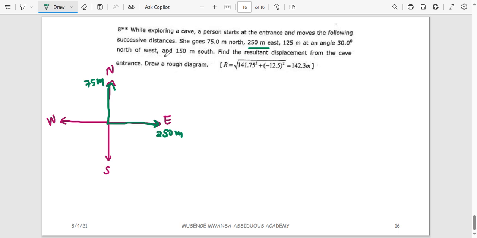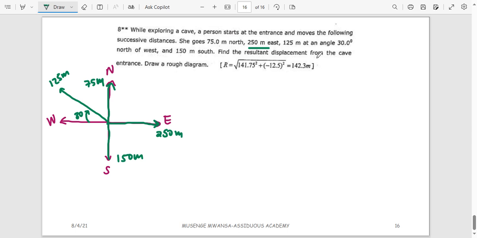Then 125 at an angle of 30 degrees north of west. So if we say north of west, where are we starting from? Very good. Okay, north of west. So it's supposed to be here. We are starting from the west going towards the north. So this is the 30 degrees they've given us. And this is 125. And then this is supposed to be north of west. And 150 meters south. So I've got 150 going down.